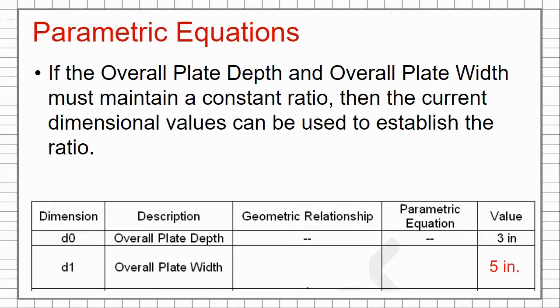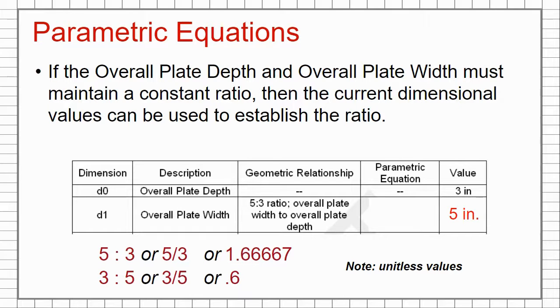In this case, the plate is starting out with a depth of 3 inches and a width of 5 inches. Instead of typing in 5 inches for the width value, we'd like to be able to type in a parametric equation that will preserve that relationship in size, even if the plate depth is changed from 3 inches to something else. We want it to have the same relationship or maintain the same proportions. So that proportion is, in this case, a 5:3 ratio.